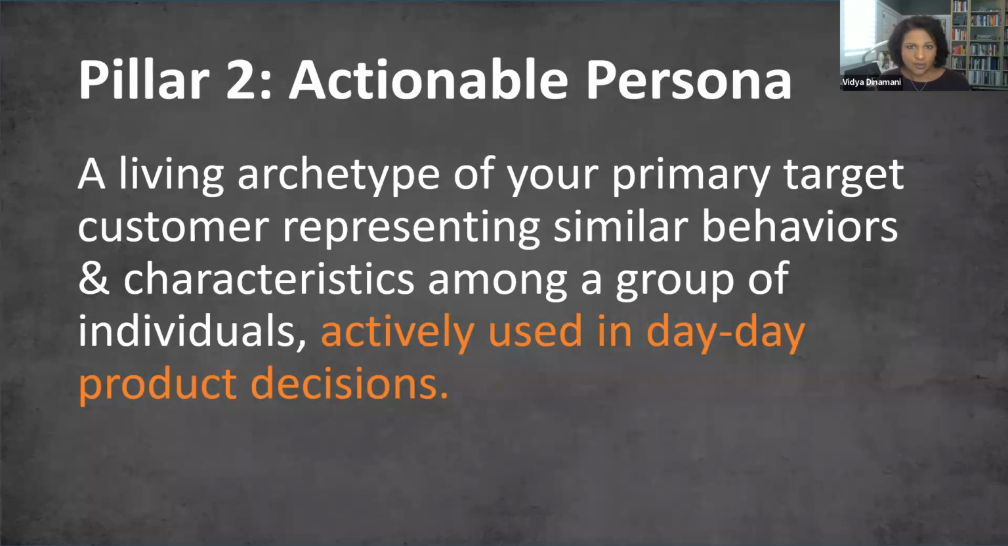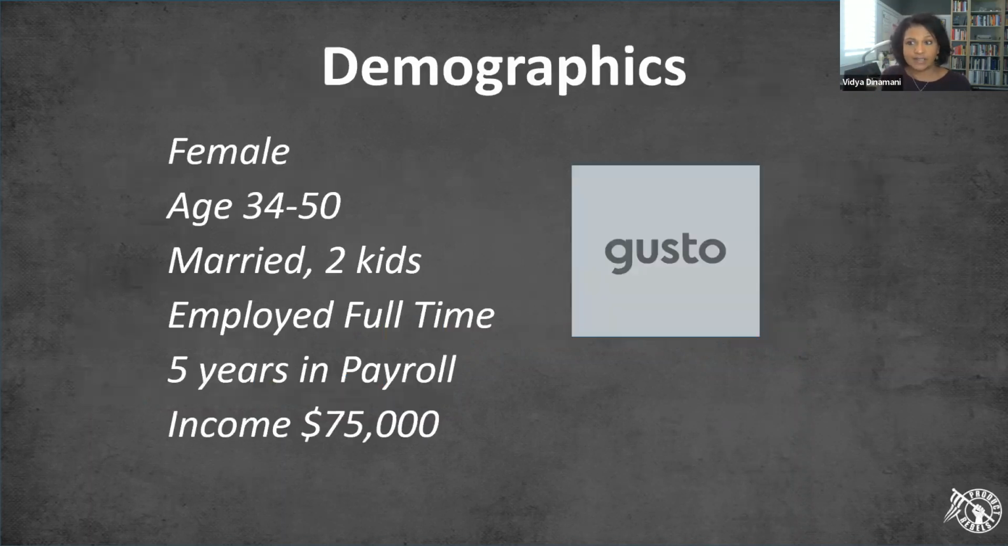So what I want to do is to talk to you about how you get into that mindset. How do you understand? And a persona for us, the formal definition, it's a living archetype of your primary target customer, representing similar behaviors and characteristics. So you can use this information in your day-to-day product decisions, because the way that you want to think about it is, what does Brent care about? Like, what would Brent want out of this? You want to have that person literally being someone you talk about in your product decisions.